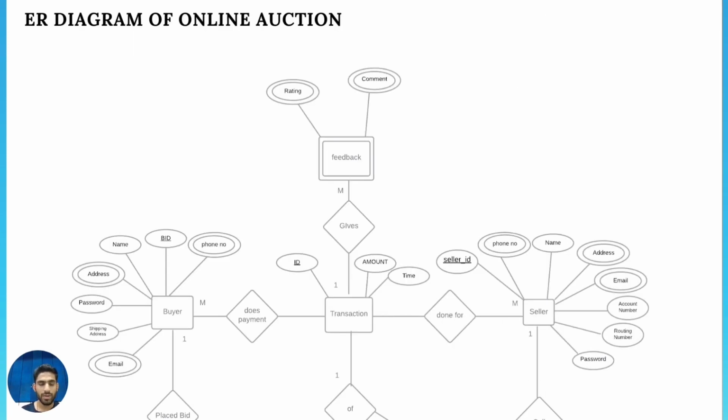Now you might have some questions because not all attributes are in oval shape. Some might be in double oval shape, and some might be in dashed shape. So why is that? The phone number is multi-valued. It might be possible that there are multiple values of phone number. That's why it's called a multi-valued attribute, and it's represented by a double oval.